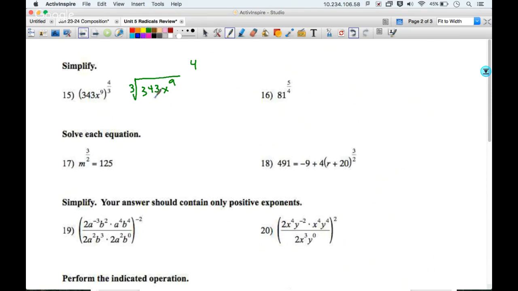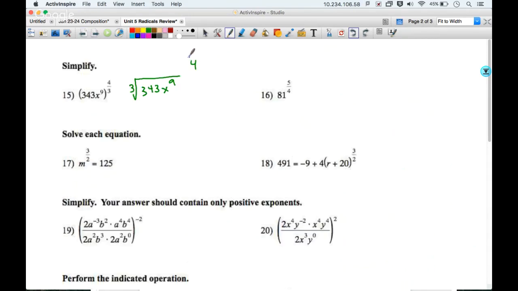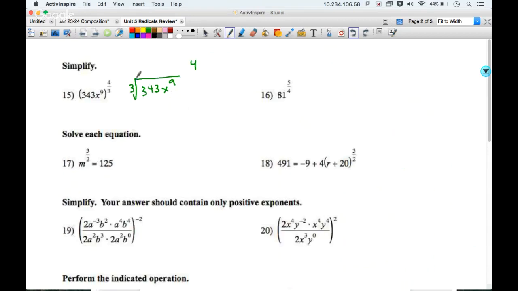Cubed root of 343. I feel like that is a number I should know. Let's see. 5 cubed, nope, maybe 7 cubed is 343. That seems like it could be, let me just check the answer key. 15. Oh, well, then we distribute the 4. 7 to the power of 4, is that 2,401? Got a feeling that it is. All right, so the cubed root of 343, I'm going to say it's 7.